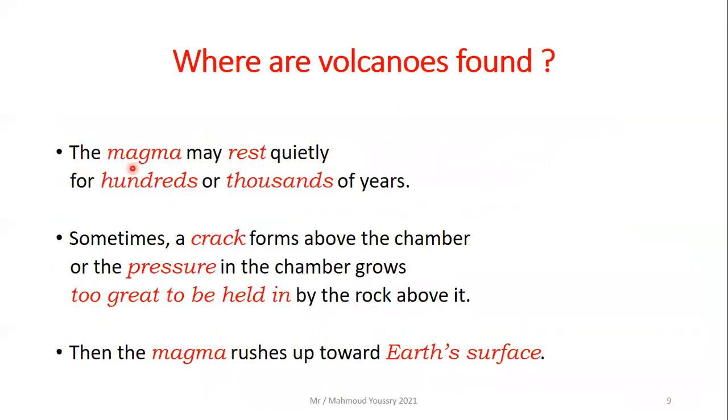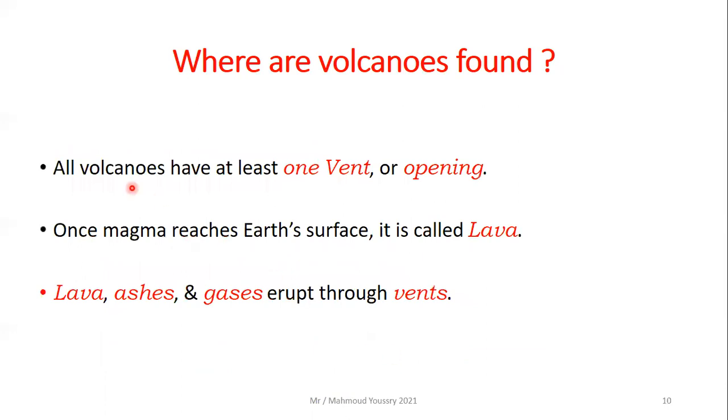The magma may rest quietly for hundreds or thousands of years. Sometimes a crack forms above the chamber, and the pressure in the chamber grows too great to be held in by the rock above it. In this case, the magma rushes upward to the Earth's surface. All volcanoes have at least one vent or opening to release the magma.